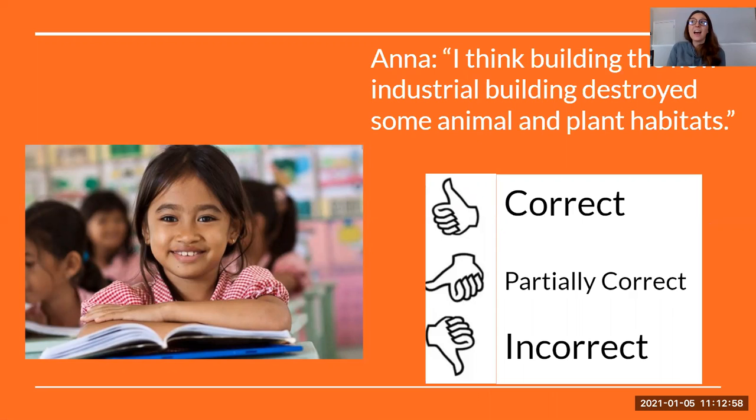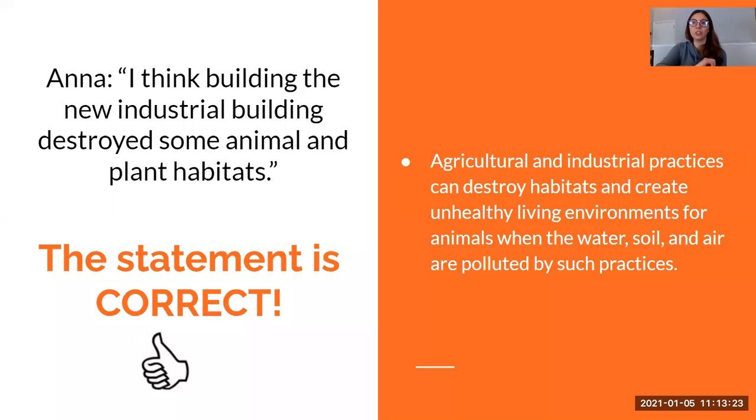Anna says, I think building the new industrial building destroyed some animal and plant habitats. Some animal and plant habitats. Do you think that she's correct, partially correct, or incorrect? Thumbs up, thumbs to the side, or thumbs down. Make your choice. All right, let's see if you were right. You should have had your thumb up. Anna was correct. She said that they would destroy some animal and plant habitats.